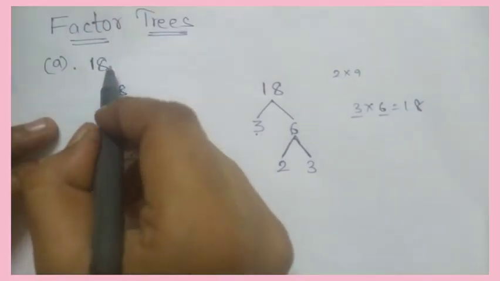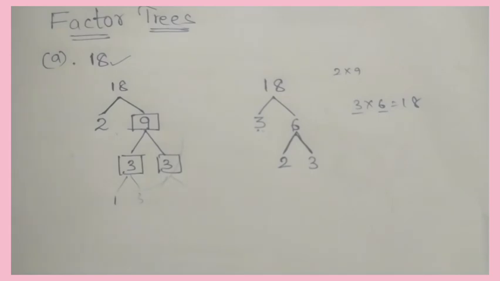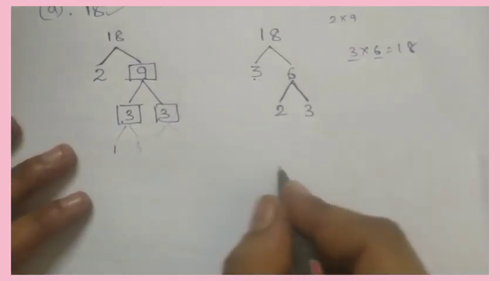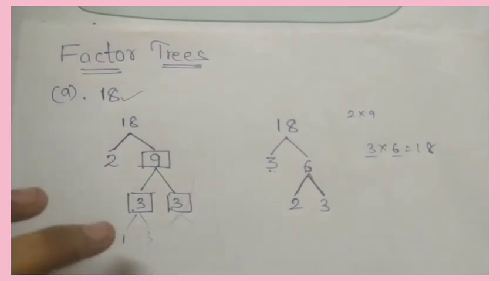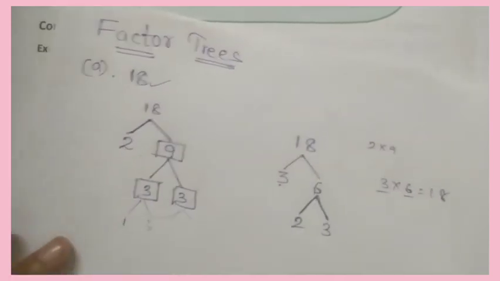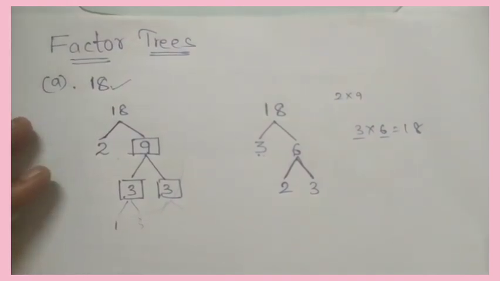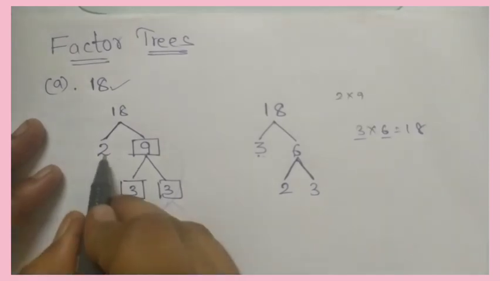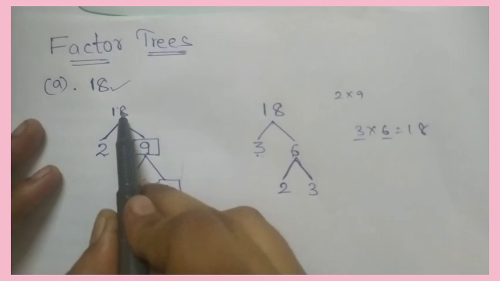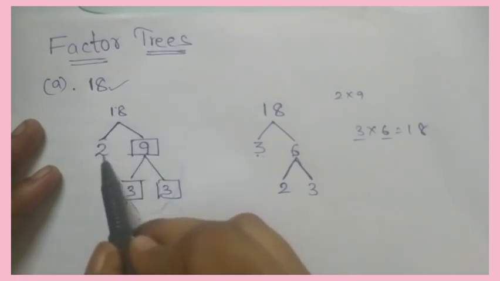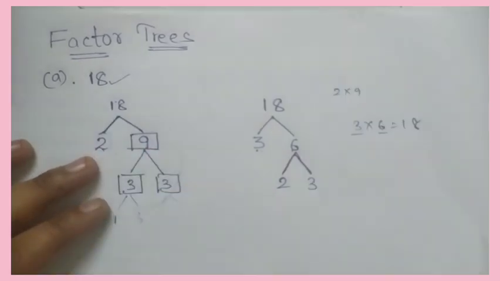Two factor trees we can draw for 18. That is this and this. We can draw some more also. Again 9 2s are like that. These are the factor trees. A factor tree shows the different ways in which a number can be split into its factors. These are the factors of 18. By these factor trees we can show the factors of these numbers.